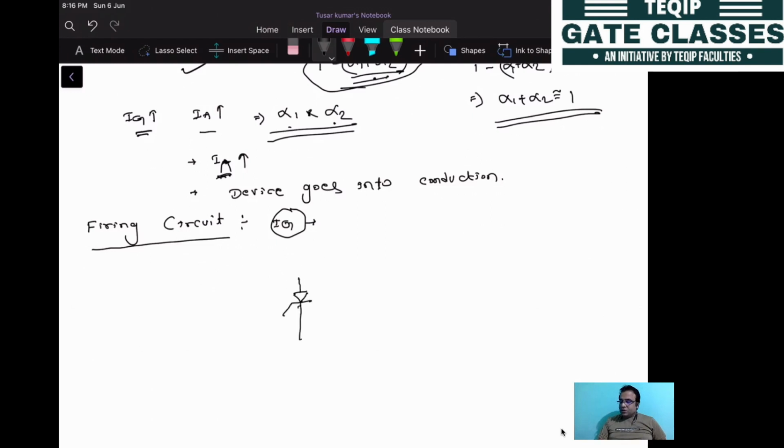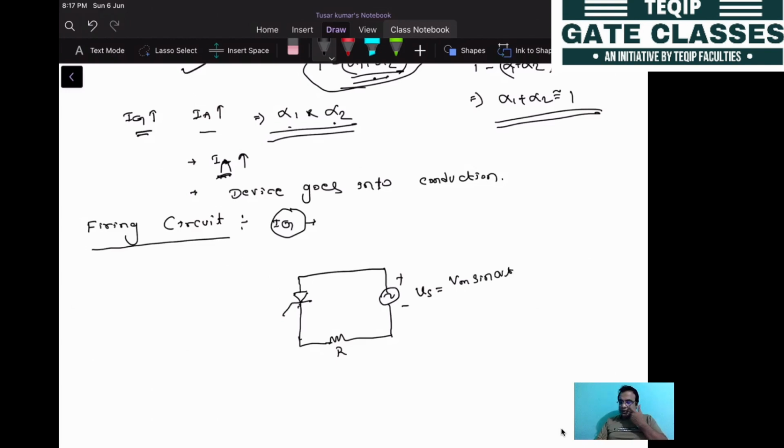You need to turn on this thyristor. Let's say this is connected to some source. Let's say this is one AC source, and here one load will be connected. Let's say this is plus minus. This is the load R, and this is the supply voltage Vs, which is equal to Vm sine omega t.